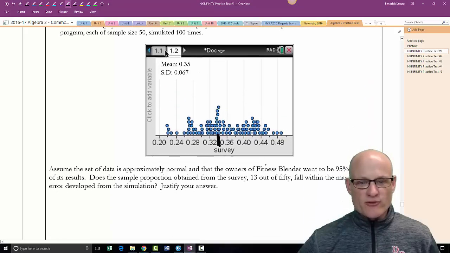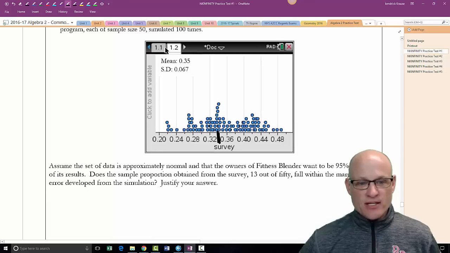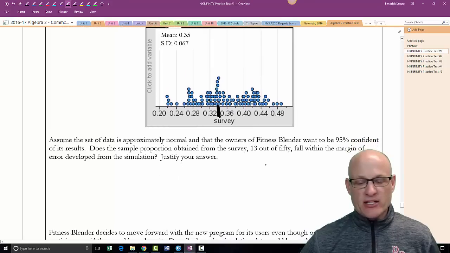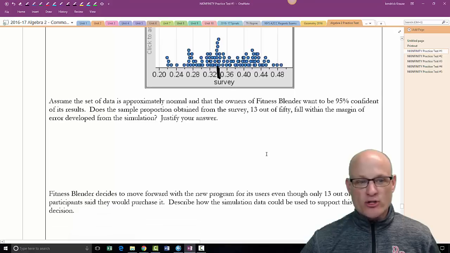Assume the data is normally distributed and the owners of Fitness Blender want to be 95% confident of its results. Does the sample proportion obtained from only 13 out of 50 fall within the margin of error?